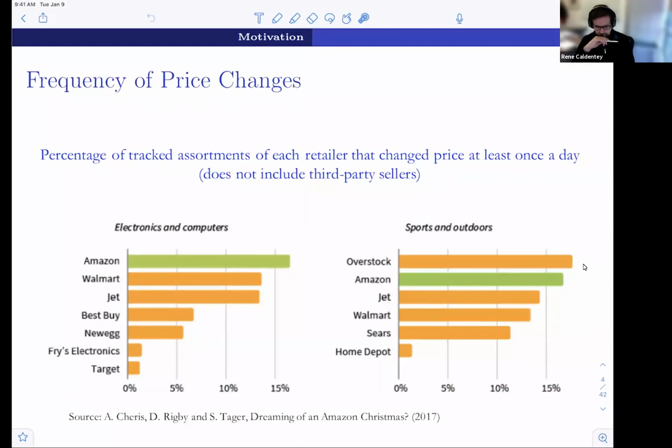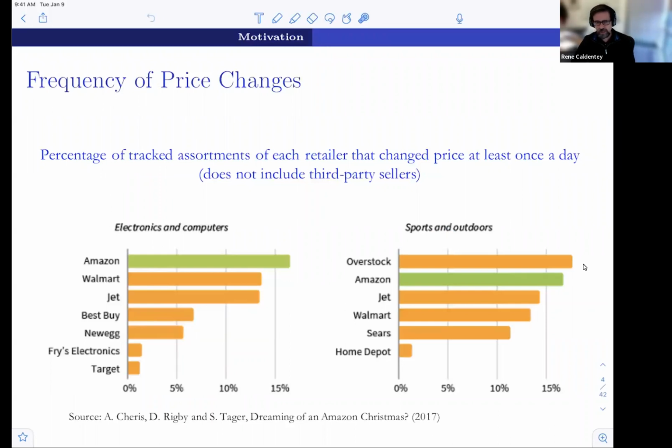This is a chart that I took from a paper that focused on Amazon, but it gives you a sense that this phenomenon that we just saw on that oven is not specific to that product. It's something that is happening over and over and over again. So here you have a bunch of companies. In green, you have Amazon, and you see different categories like electronics and computers on this side, and on the right, you have sports and outdoor goods.